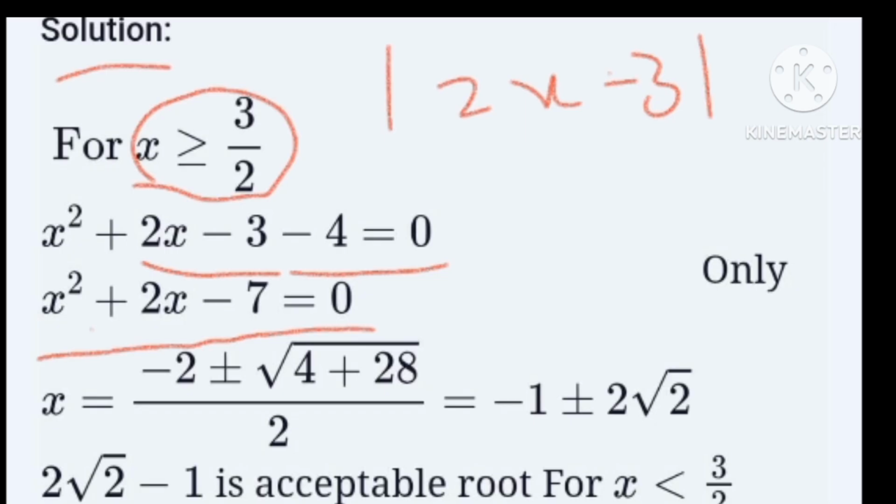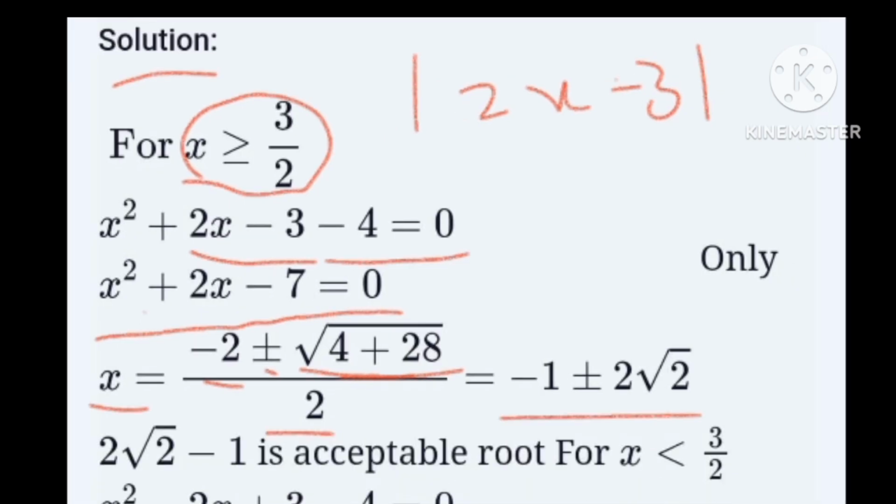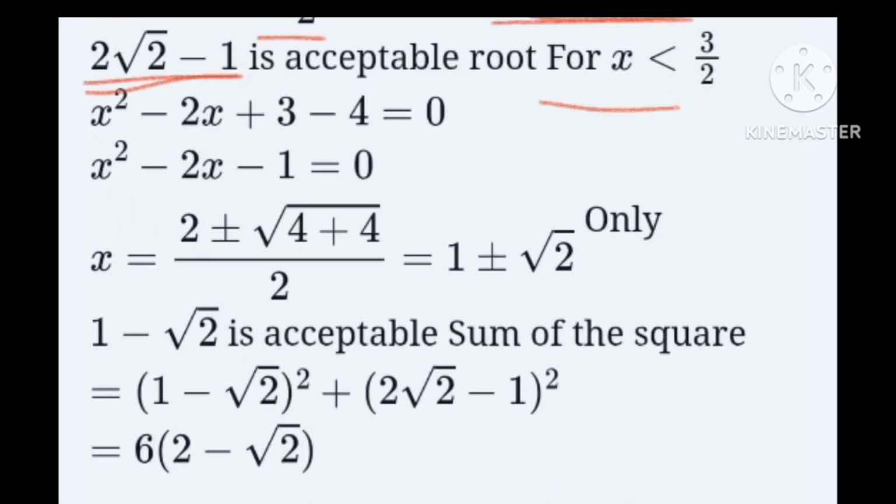We know that x equals minus b plus or minus root over b square minus 4ac by 2a. Then x is equal to minus 2 plus or minus root over 4 plus 28 by 2. Now here root 32 is 4 root 2. Here 2 is common, 2 cancels, minus 1 plus or minus 2 root 2. So these are the two roots: minus 1 minus 2 root 2, and minus 1 plus 2 root 2. Now x is greater than or equal to 3 by 2, so it must be a positive value. Only 2 root 2 minus 1 is positive, so this is the one solution.